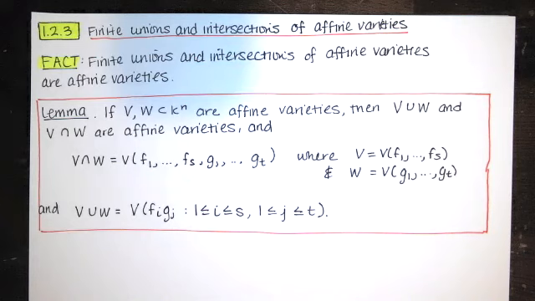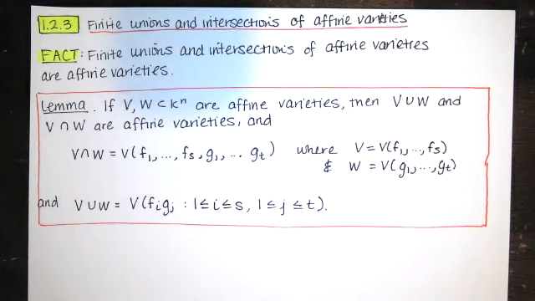So finite unions and intersections, that's unions and intersections of a finite number of affine varieties, will give us other affine varieties. So here's our lemma. It says that if V and W are subsets of n-dimensional affine space, where we have a field K, and they're both affine varieties, then the union of V and W and the intersection of V and W are affine varieties.